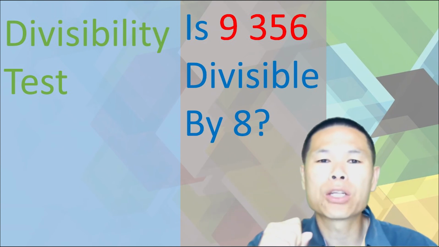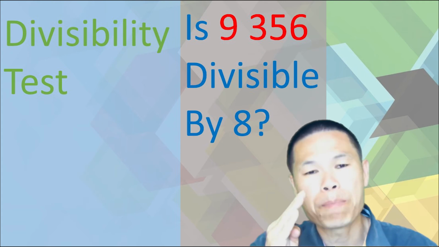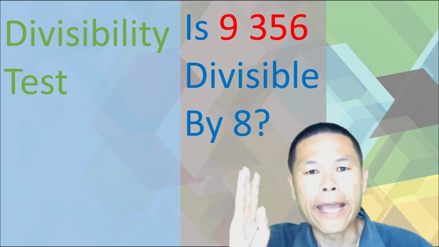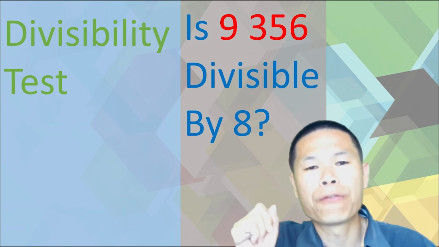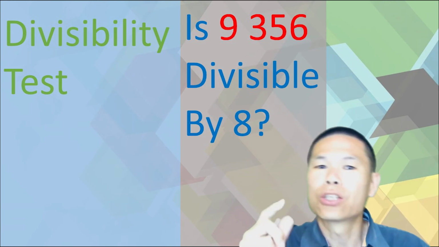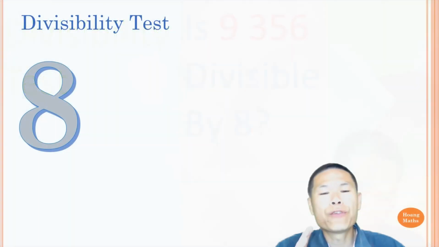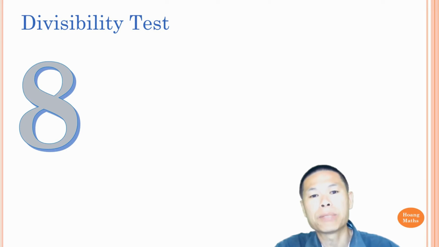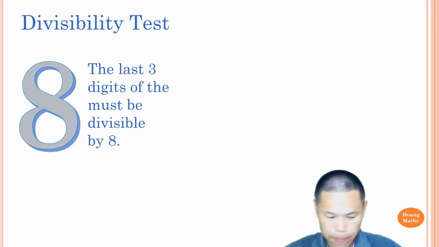In this lesson, I'm going to teach you how to work out whether a number is divisible by another number. At the end of the lesson, you will have a few questions to practice. So let's go straight into it. If a number is divisible by 8, the last 3 digits must be divisible by 8.